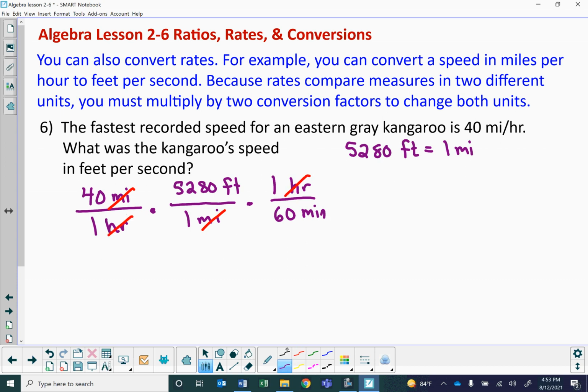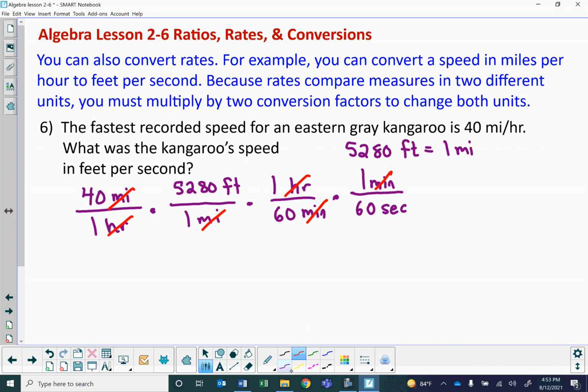Some of you might have said, but I can convert seconds. I know how many seconds there are in an hour. That's fine. You can do that conversion as well. And I know that there's 60 seconds in a minute. So I know my 60 seconds has to go down here, and my 1 minute has to go up here because I need my minutes to cancel out.